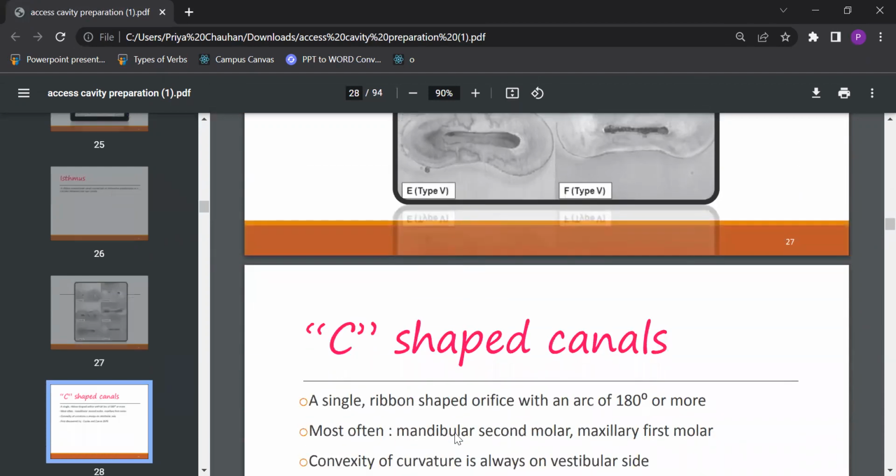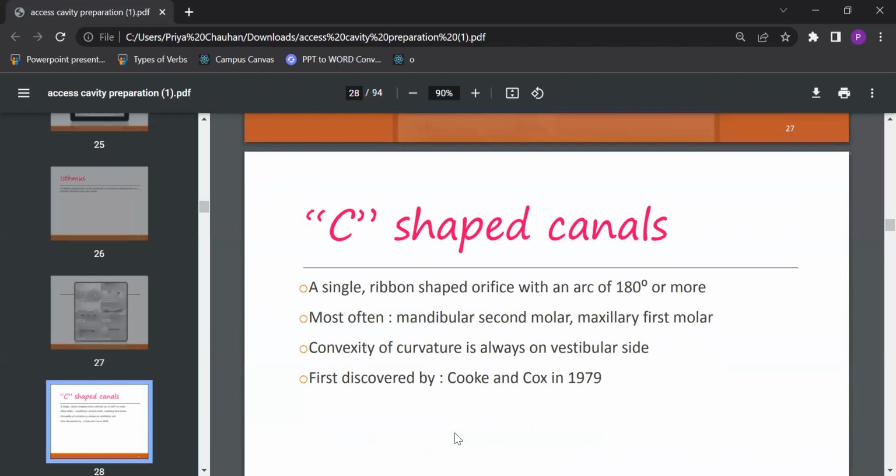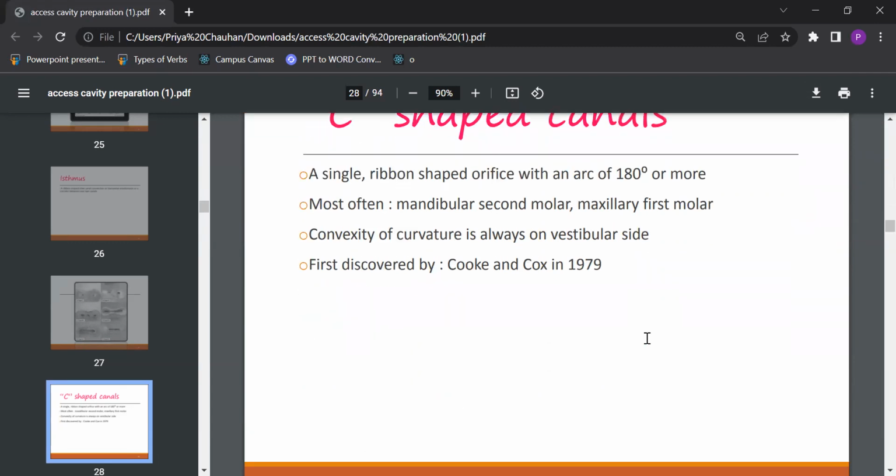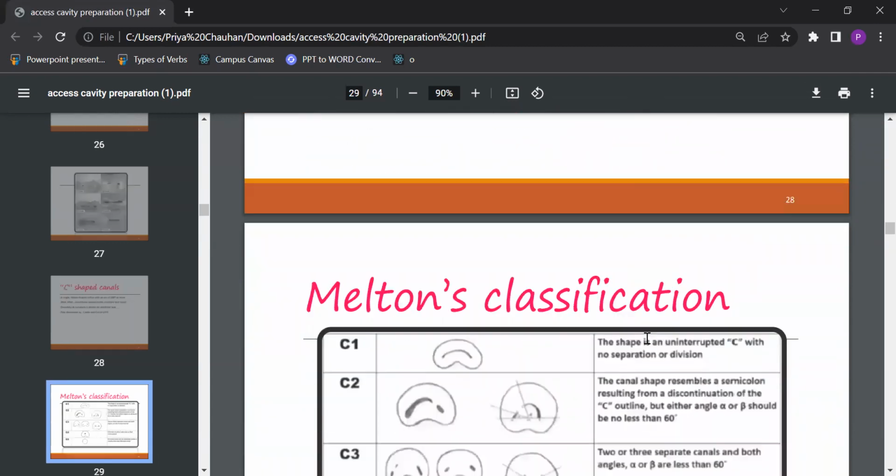Next one is C-shaped canals. So, a single ribbon-shaped orifice with an arc of 180 degree or more, most often in mandibular second molar or maxillary first molar. सबसे ज्यादा कहाँ? मैंडिबुलर सेकंड मोलर में C-shaped canal और मैक्सिलरी फर्स्ट मोलर में. Convexity of curvature is always on the vestibular side, first discovered by Cooke and Cox in 1979. It is also important for PG's exam.